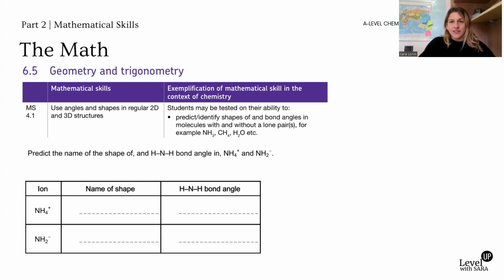So the shape, the first one, and let's see if you got it right. The first one is tetrahedral. Why? Because, okay, I will just quickly do it. I like to do it with the dot and cross diagram.